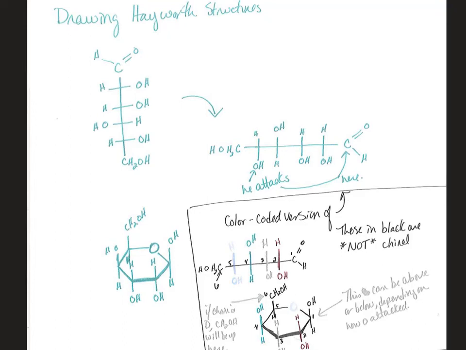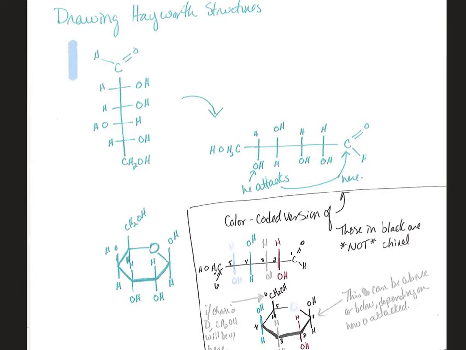So let's talk about how to make a Haworth structure. A Haworth structure is what you see down here, in that you've got a sugar that's represented as a full circle or a ring of different atoms, right? So in there, that's what we're trying to make. And what we've been talking about in Fischer projections, we can convert to those Haworth projections.